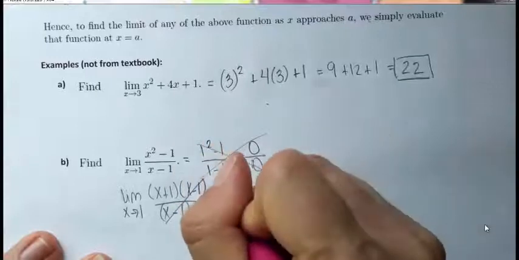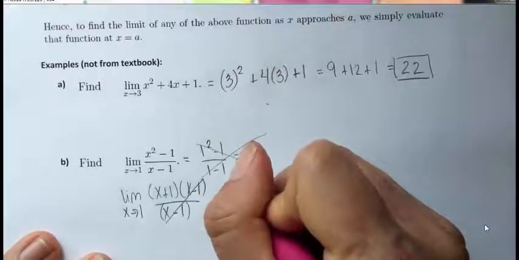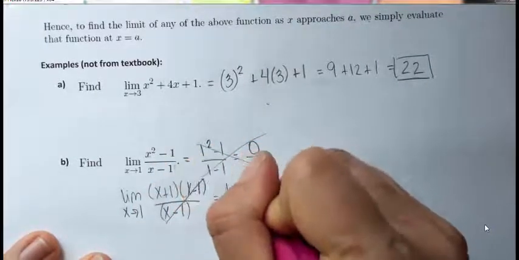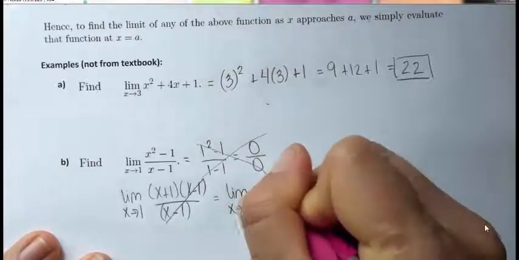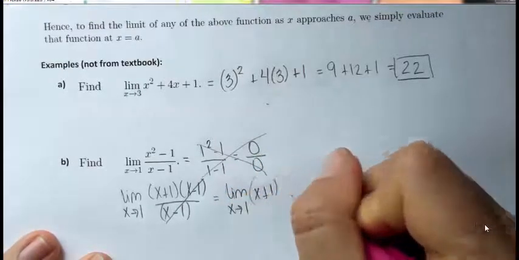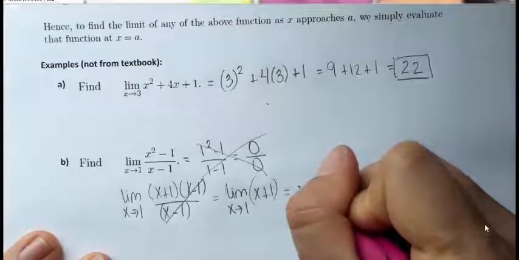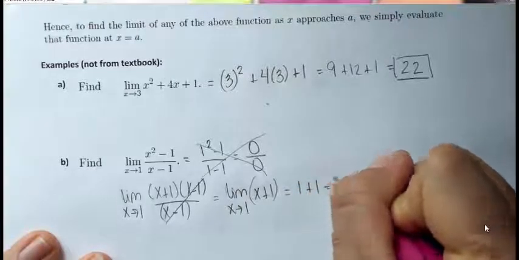Okay, so what this is going to give me is the limit as x approaches 1 of x plus 1. I'll go ahead and write it out one more time. Now I can just evaluate it: 1 plus 1, which is 2.